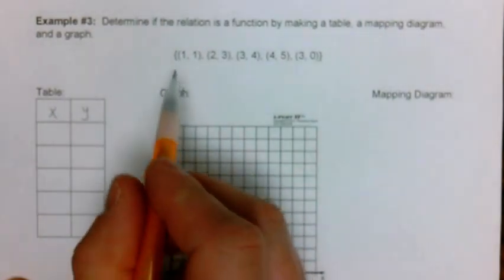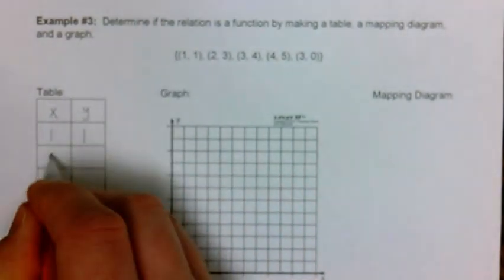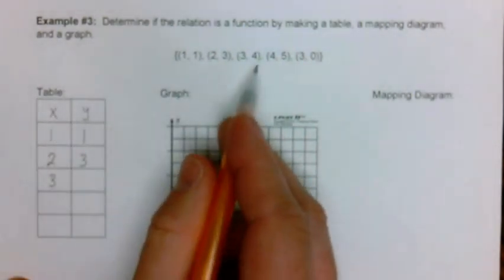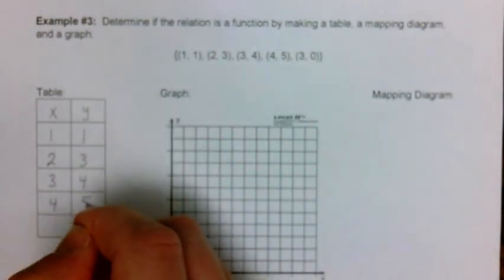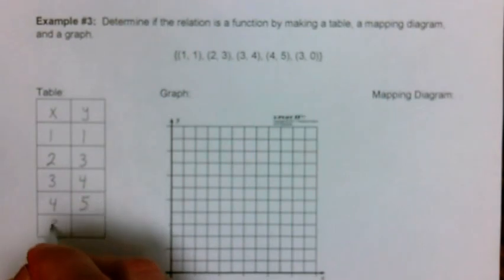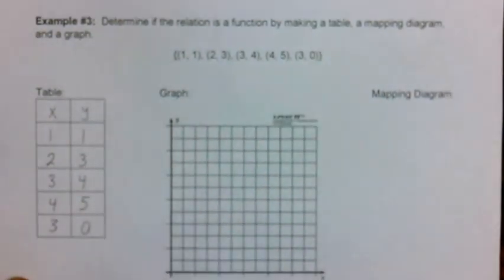For the input 1, the output was 1. For the input 2, the output was 3. For the input 3, the output was 4. For the input 4, the output was 5. And for the input 3, the output was 0.